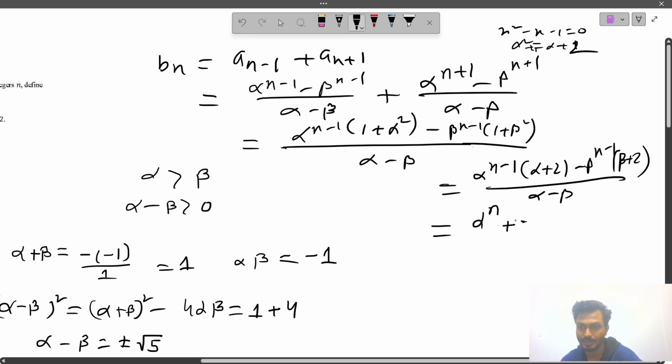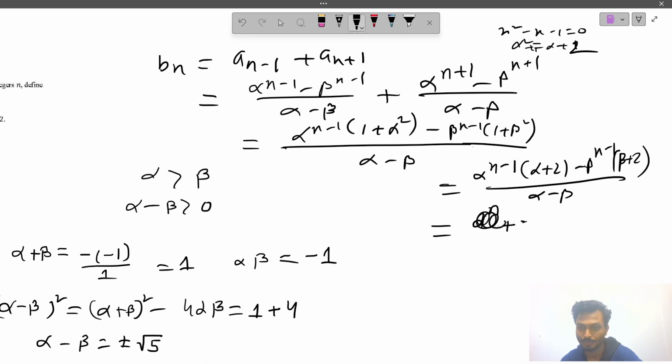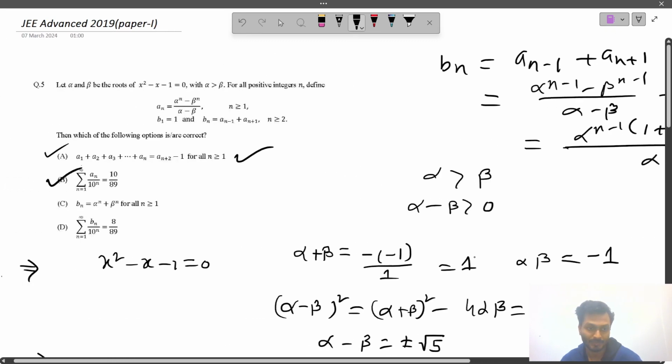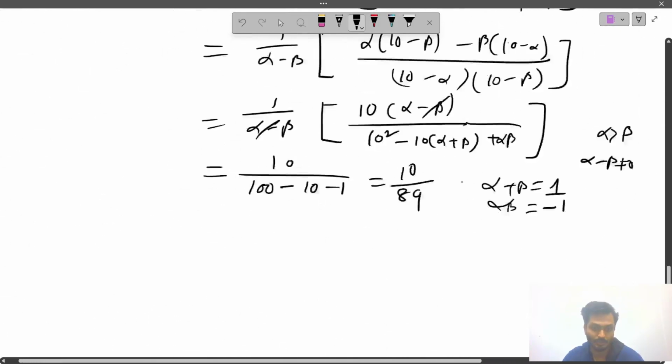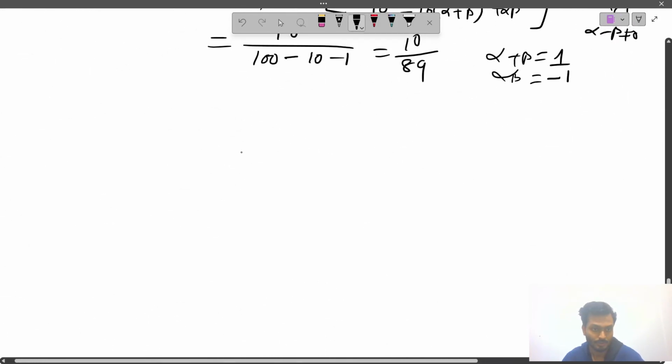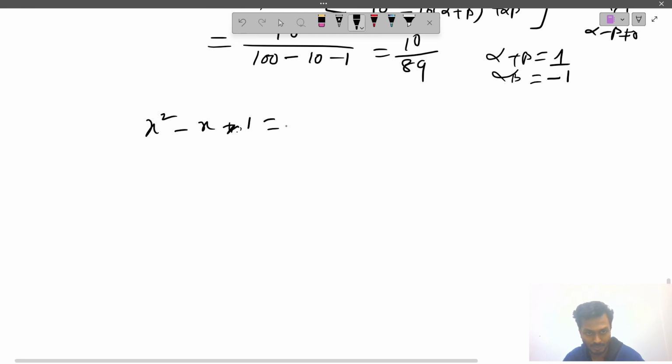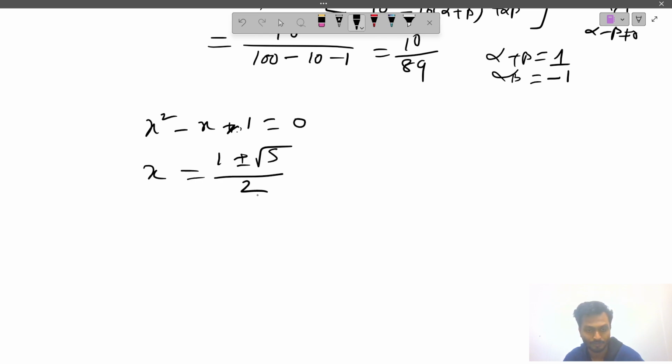Now we have to find the alpha plus 2 value, because we cannot calculate if we step like this. So what will be alpha plus 2? So we have to find alpha plus 2. So let us find alpha first. So we know that x square minus x minus 1 equals 0. So what will be the x? x will be 1 plus minus root 5 divided by 2.